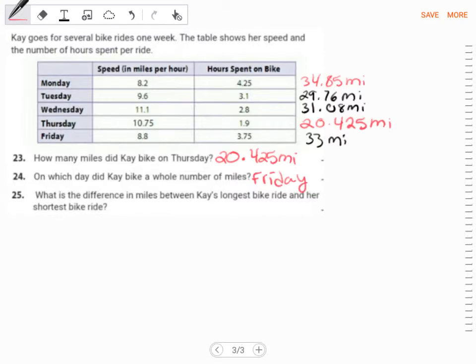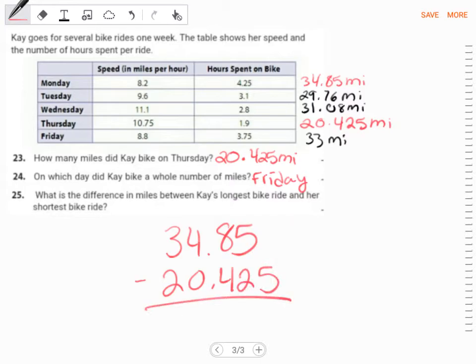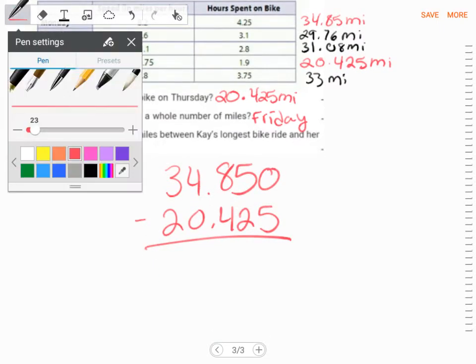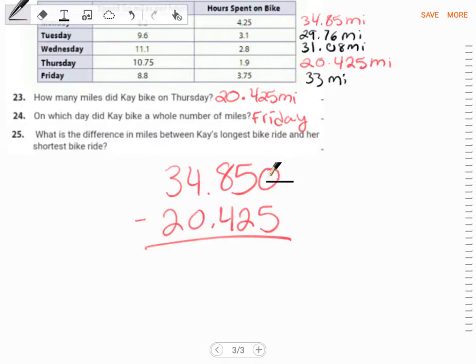And what is the difference in miles between Kay's longest bike ride and her shortest bike ride? We'll find her longest one, which looks like it was 34.85 miles, and the shortest one was 20.425. We've got to subtract these. Remember, when we subtract, we do line up these decimals, and we've got to fill up empty spaces with zeros. So when we do this, we've got to subtract here.